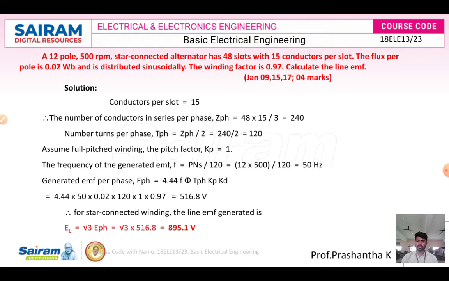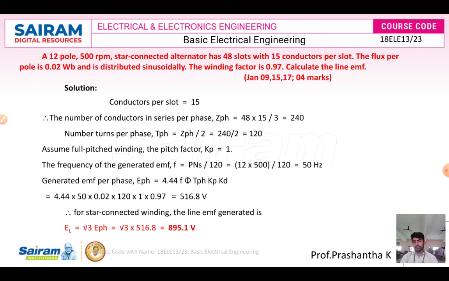What are the given data? Conductors per slot is equal to 15, and the number of conductors in series per phase, that is Z phase, is equal to the number of slots into conductors per slot per phase, that is 240. Assume full pitched winding, pitch factor Kp is equal to 1. We discussed the winding factor, Kp into Kd is Kw. The frequency of the generated EMF is P into Ns divided by 120, because Ns is equal to 120 f by P, so the frequency f is equal to P Ns by 120, that is 12 into 500 divided by 120, which is 50 Hertz.